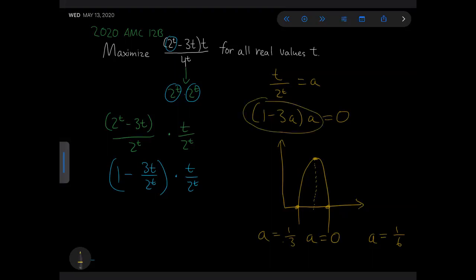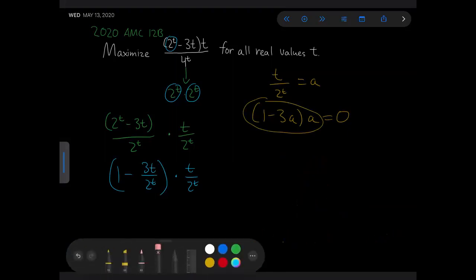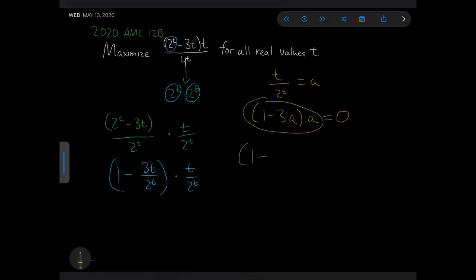Let's move over here. Let's create some more space. All right, we're back. Plugging 1/6 into this, we get 1 minus 3/6 times 1/6 is equal to 1/12. And that's our answer. That's the maximum value of that function. And we are done.